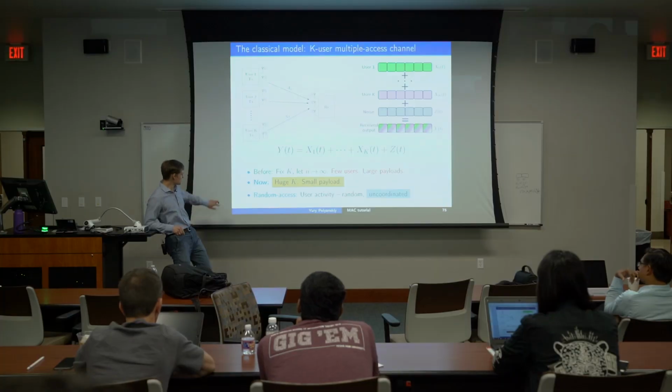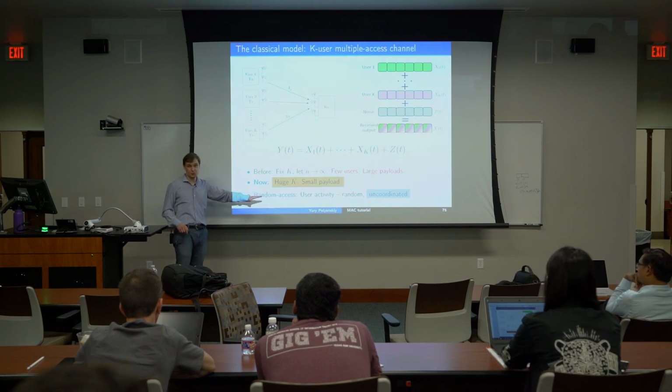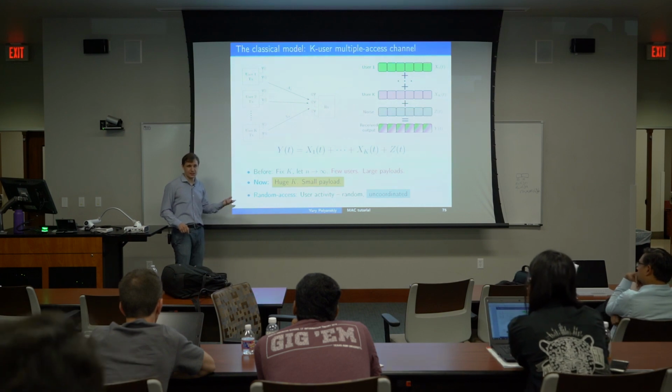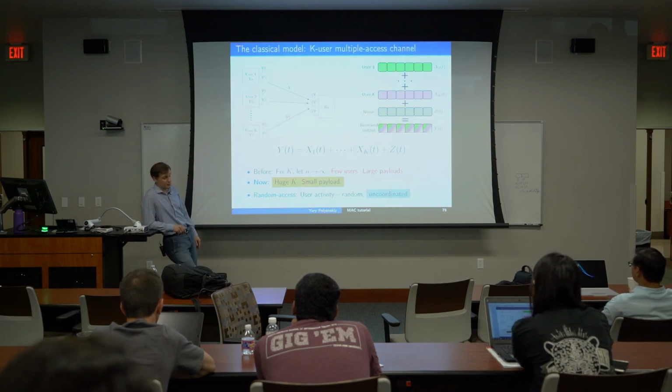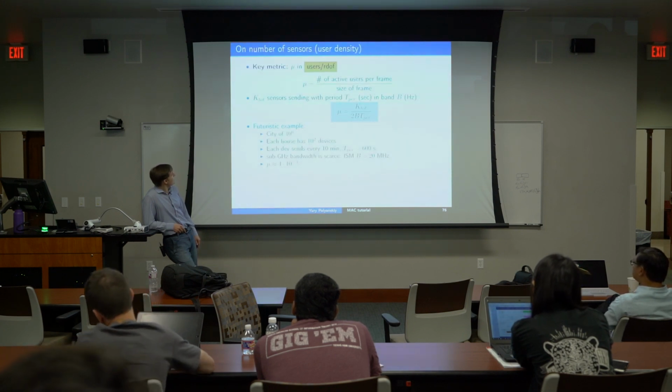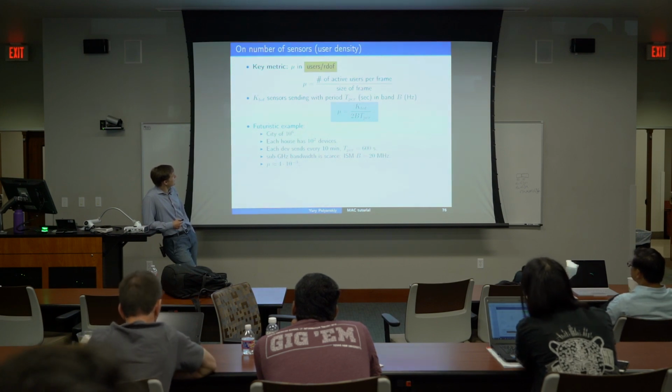And I mentally partition this as two separate problems. The second problem is random access, that we also don't want to have any coordination among users. That's why I kept suggesting to rethink the CDMA type of solutions. So one key metric is going to be the number of users, or user density.